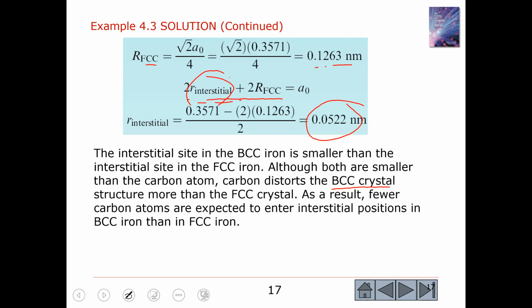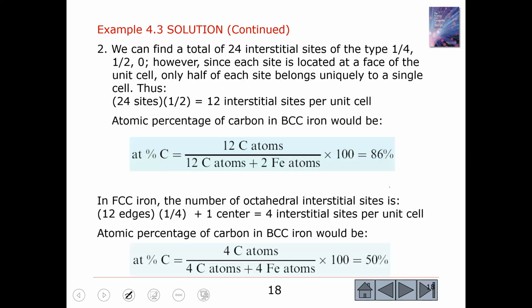As a result, fewer carbon atoms are expected to enter interstitial positions in BCC iron than in FCC iron. Which means that more carbon is going to go into FCC iron than BCC iron. Okay, we can find out the atomic percentage as well. We can find a total of 24 interstitial sites of the type 1/4, 1/2, 0. However, since each site is located at a face of the unit cell, only half of each site belongs uniquely to a single cell.